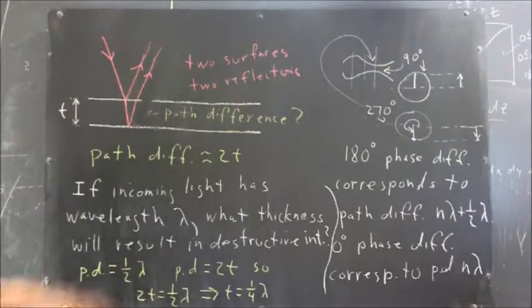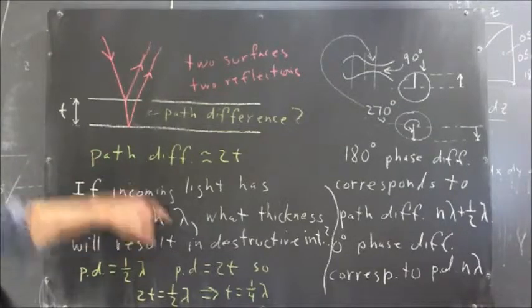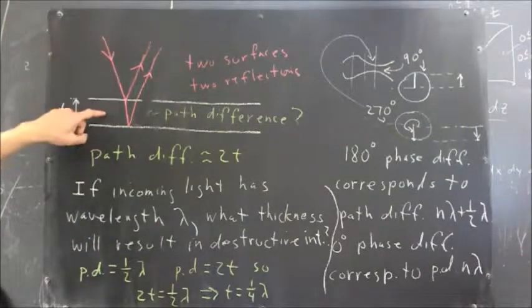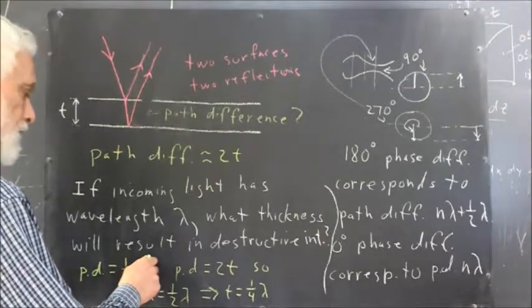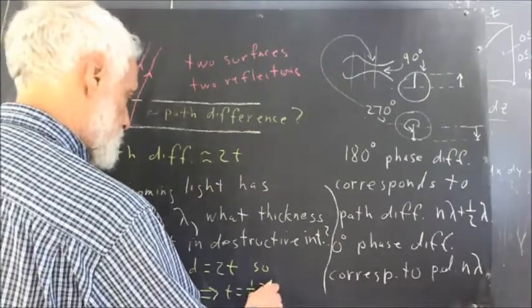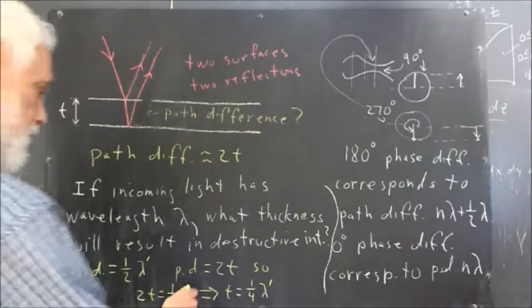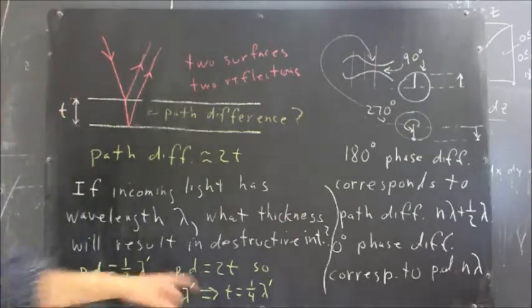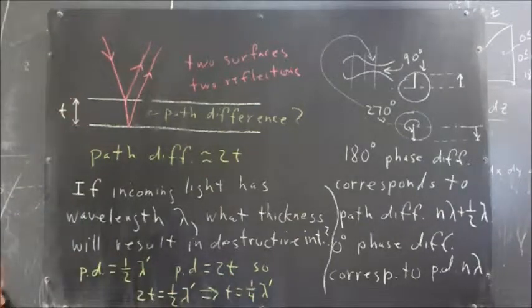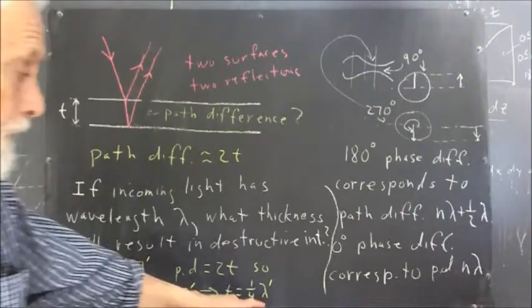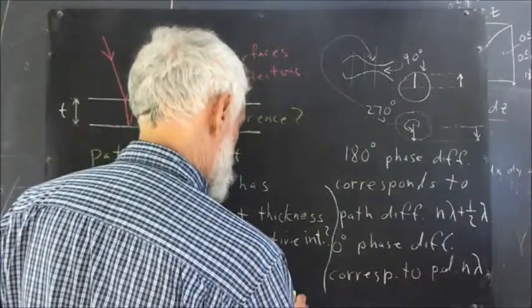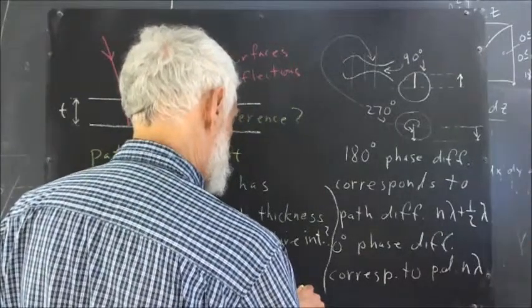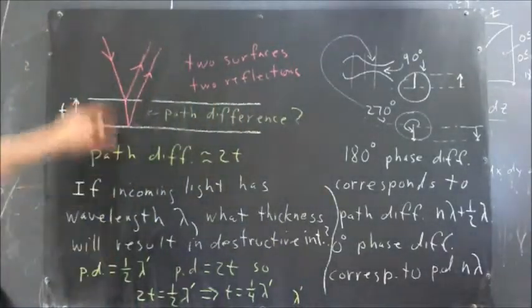Now, I didn't distinguish between the wavelength of the incoming light, which is going to be different than the wavelength of the light in the material. So I'm going to use lambda prime. I'm going to modify this slightly, use lambda prime here, and lambda prime here and here. It's 1/4 lambda prime. Lambda prime is going to be the wavelength of the light in the material. So I'll just make the note here that lambda prime is going to be shorter than lambda.